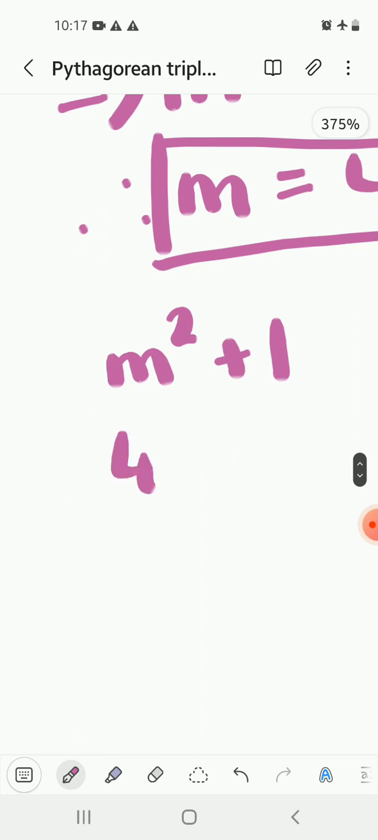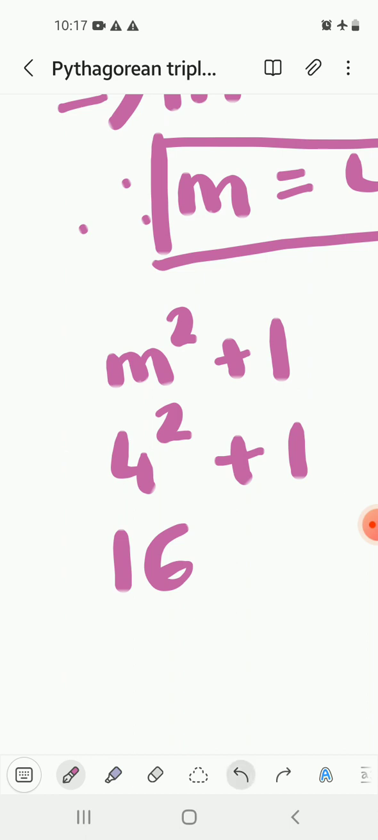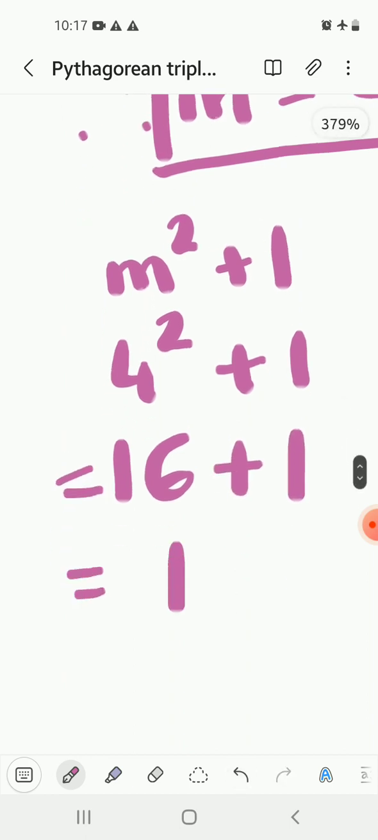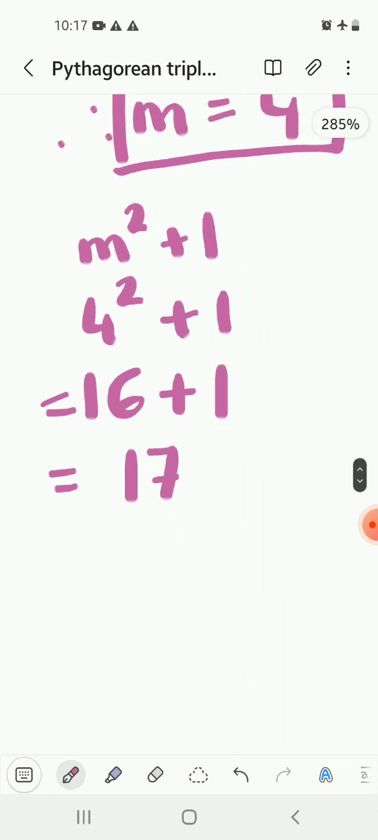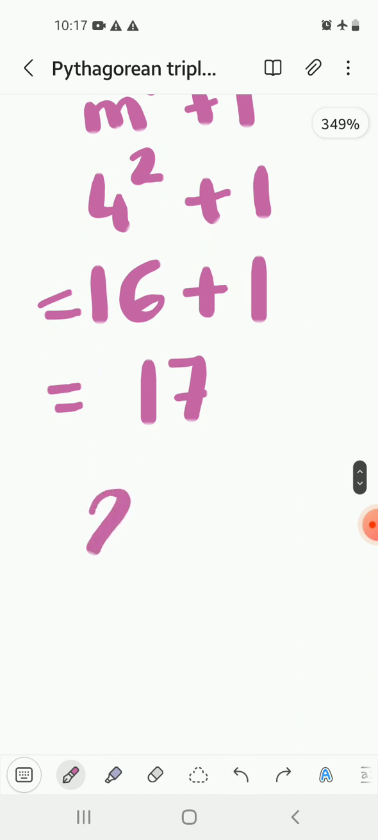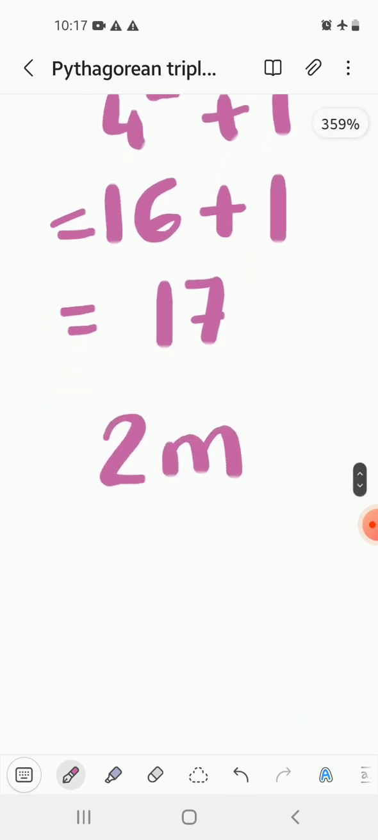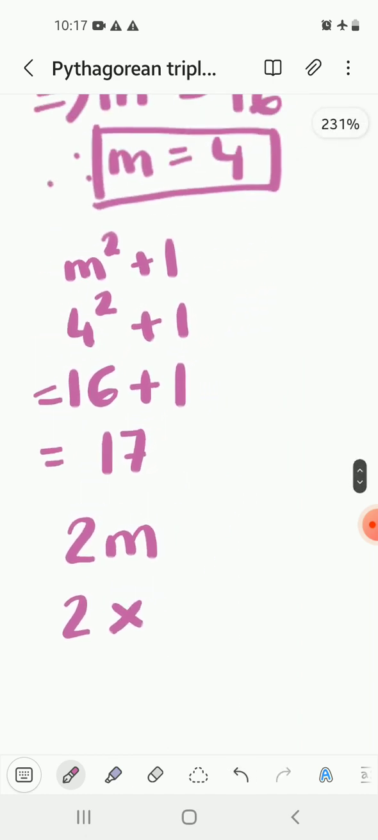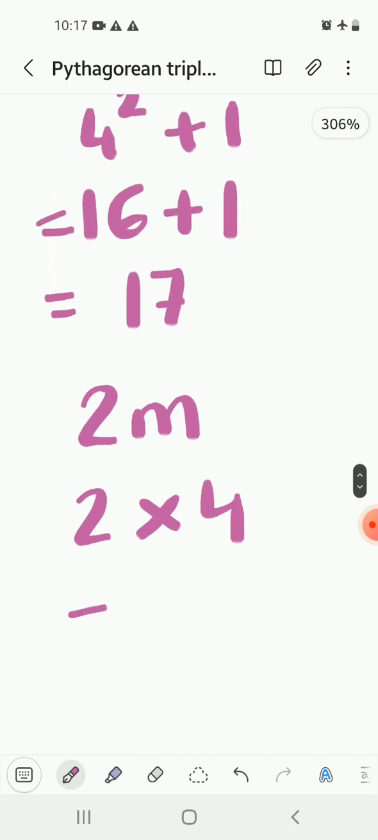The value of m is 4, so this is 4 square plus 1, so it becomes 16 plus 1, that is 17. So I've got another number of the triplet, that is 17. Again, the last formula we're going to apply is 2m. So 2 into the value of m, which was 4, becomes 8.